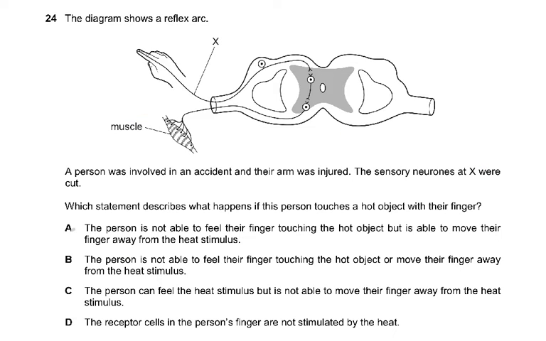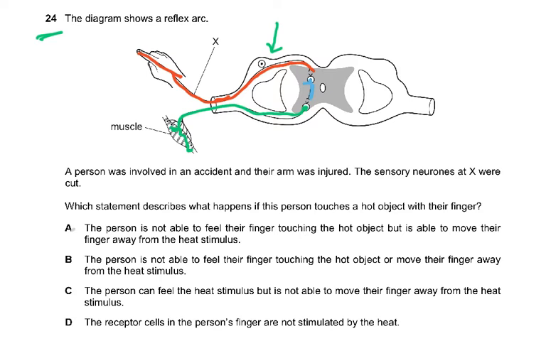Now coming to question number 24. The diagram shows a reflex arc. You can see X is a sensory neuron, because the cell body of the sensory neuron is in the dorsal root ganglion. This is the receptor here, and then this is the sensory neuron, which is going to go here, up to here. And then you have the relay neuron, which is this one here. Then this green one is the motor neuron, which goes out and supplies the muscle.